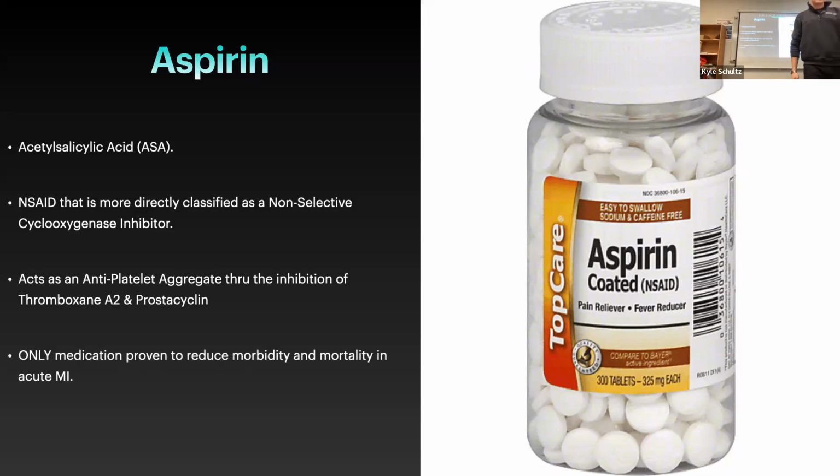Aspirin is the only medication proven to reduce morbidity and mortality in acute MI. Out of every drug we've ever given for any kind of setting of chest pain and heart attack, aspirin is the only one definitively proven to up your chances of survival. So if you have your choice of giving them one thing, always go for the aspirin, right?